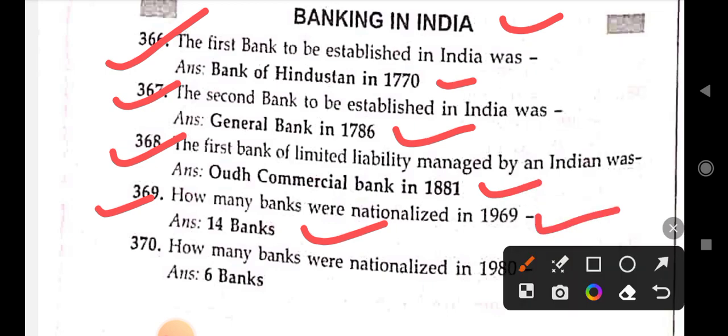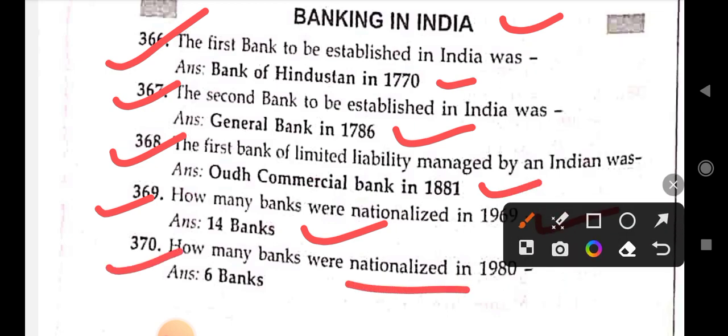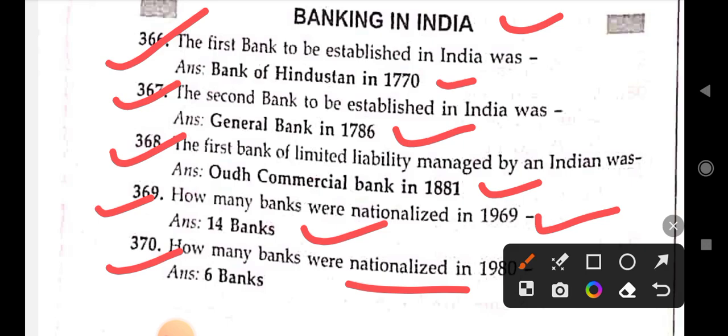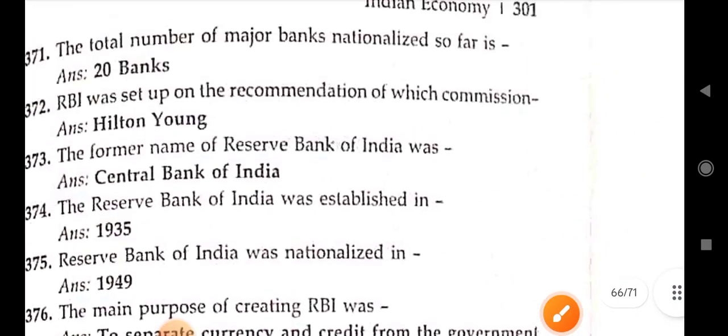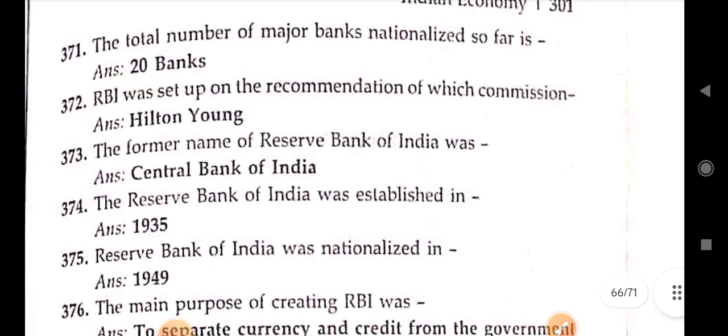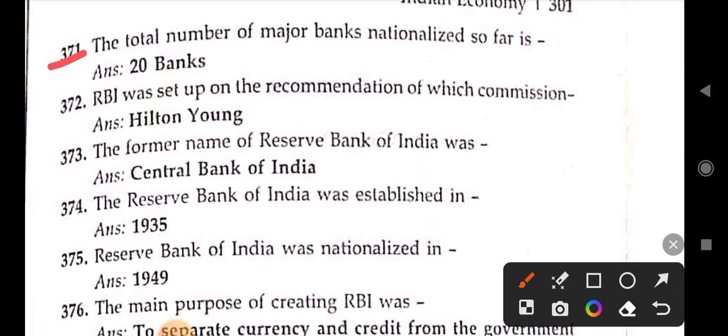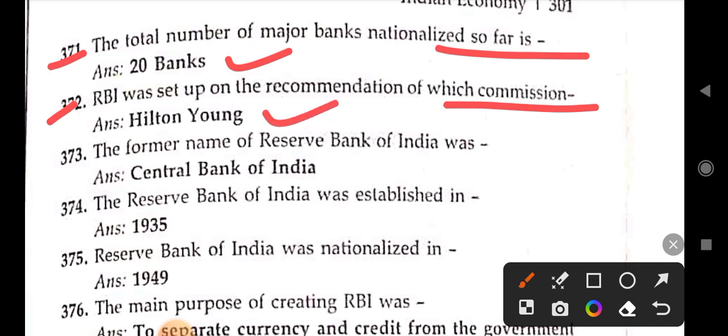Next, how many banks were nationalized in 1980? 6 banks. The total number of major banks nationalized so far is 20 banks. The RBI was set up on the recommendation of which commission? The Hilton Young Commission.